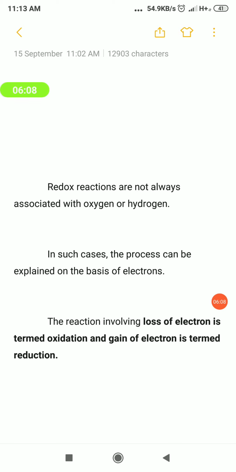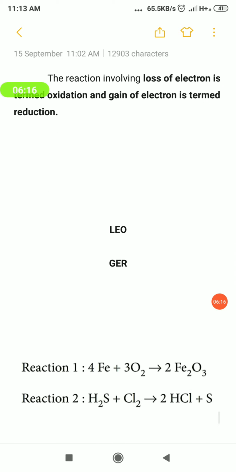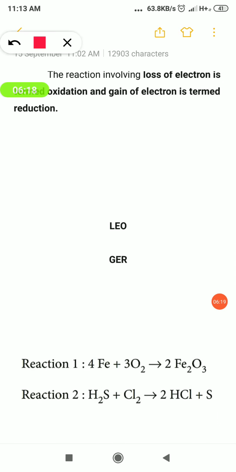நம்ம first பார்த்த concept classical concept, and now the concept we are going to see is called electronic concept. So this concept can be remembered with a code word. You may know it from your lower classes. Have you ever seen this in 10th standard? It may be there. Okay, Leo and Ger.